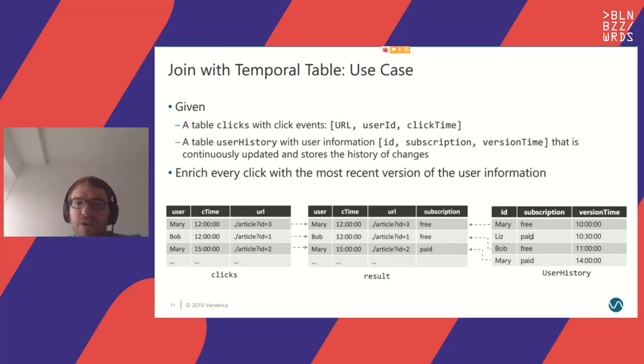Because if this is treated as a table that can change its records at any point in time, we also need to be able to update the result. And this also means that we would need to store the full clicks table to be able to update the result. So if you want to avoid that, we somehow need to encode this temporal relationship into the join, that we always want to join this record with the most recent version that was available before this timestamp.